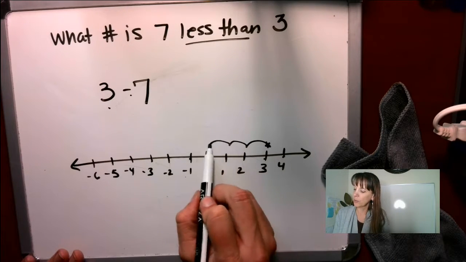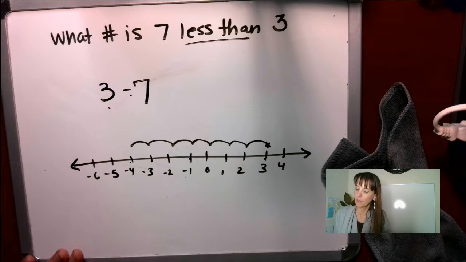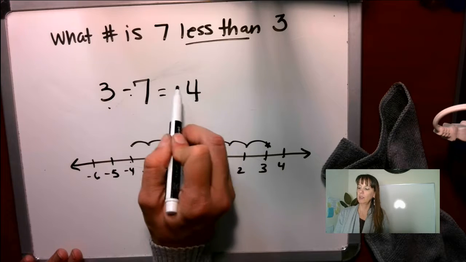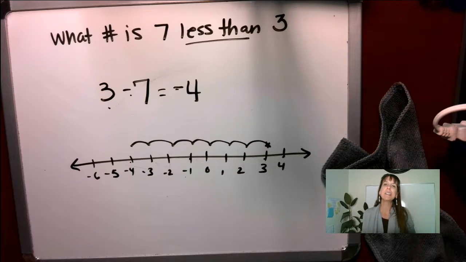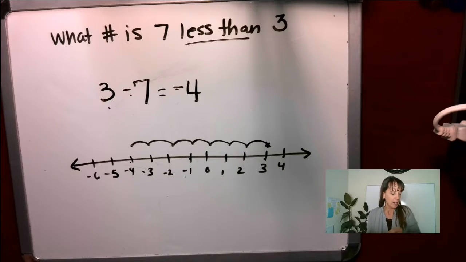1, 2, 3, 4, 5, 6, 7. We end up with -4. Guys, when we get into some more integers and adding and subtracting, I actually think it's easier without a number line, but for right now, this is the best way to do this, okay? If you have any questions, let me know.